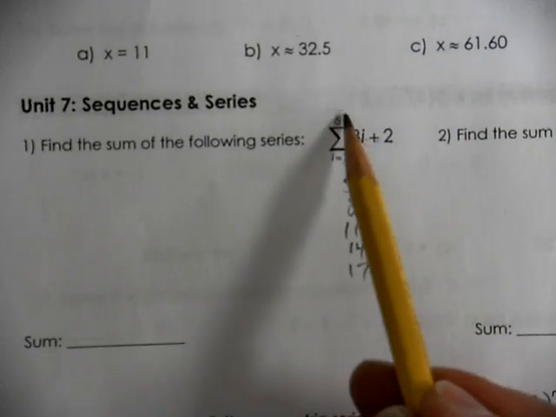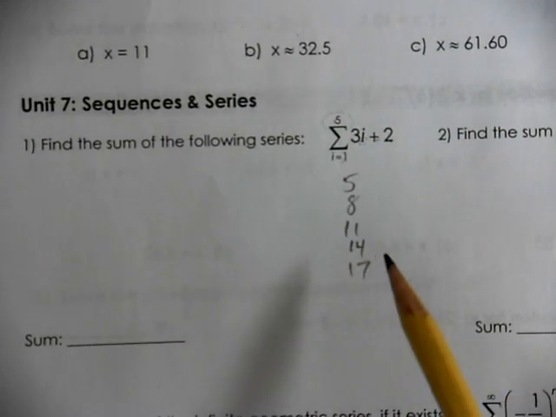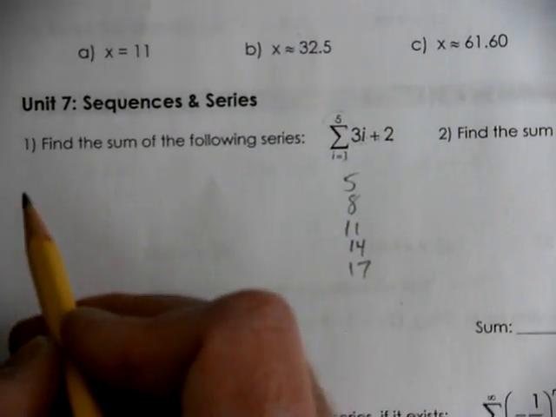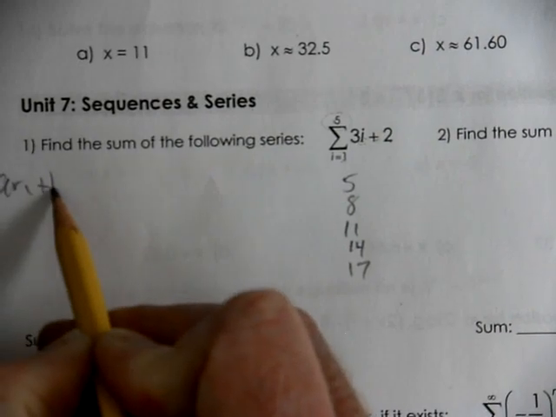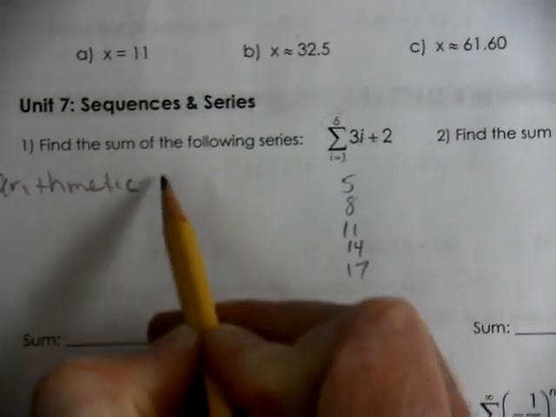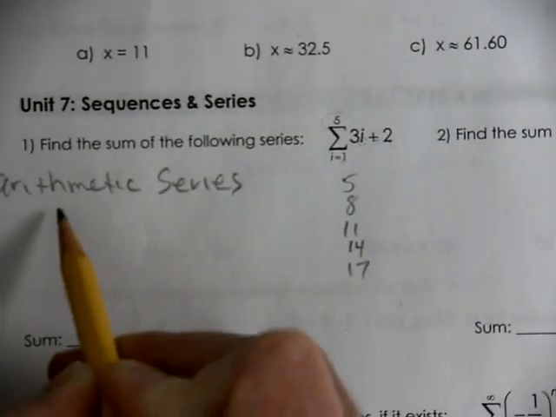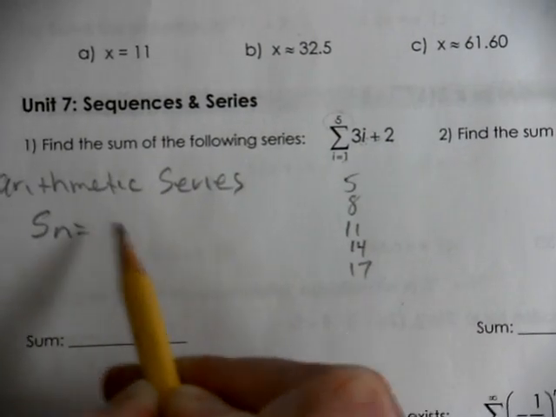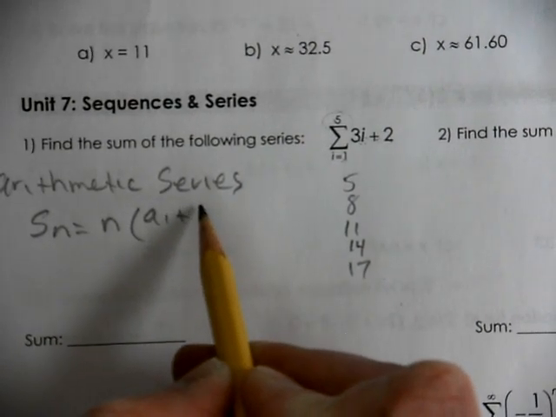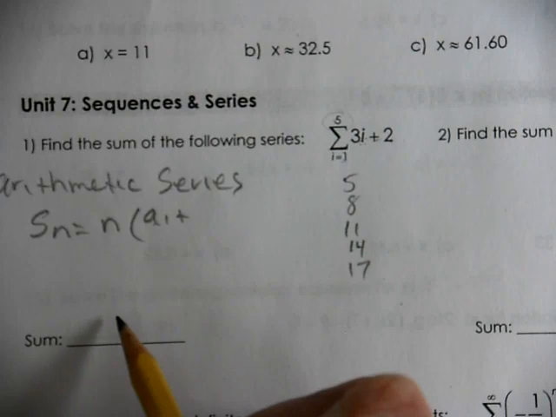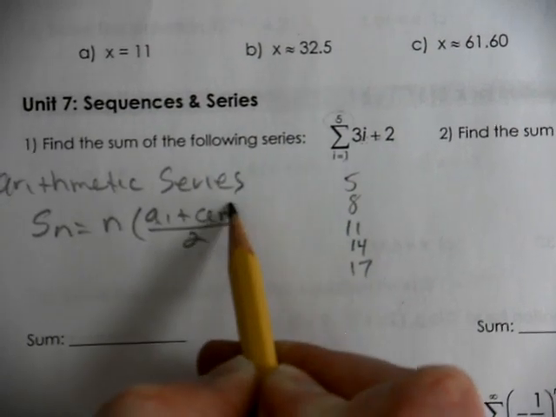That doesn't help very much if this number was much larger. It's not very realistic to add all the terms together. So we have a formula. If it's an arithmetic series, then we're going to do the sum by doing the number of terms times the first term plus the last term divided by 2.